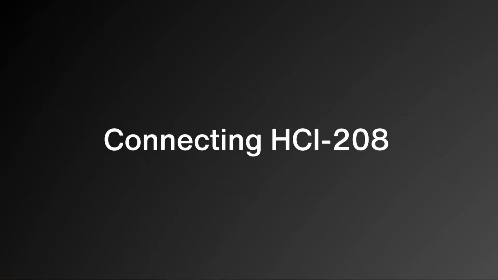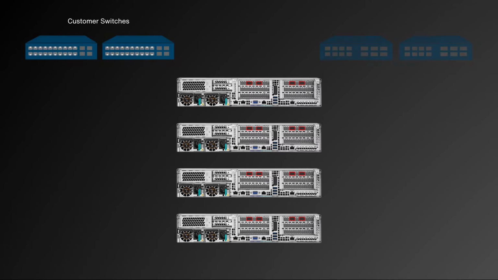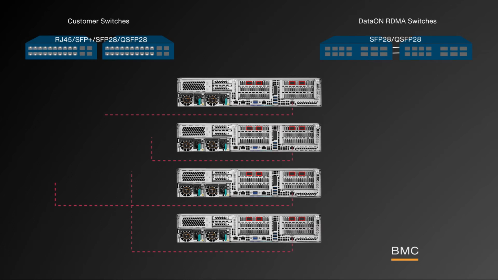Now let's take a look at the cabling for each type of port using a 4-node cluster scenario. First, we will illustrate two customer network switches and two RDMA-capable switches from DataOn running at either 25, 40, 50, or 100 gigabits. For simplicity, we will assume the customer switches will have RJ45 and SFP+, and optionally SFP28 or QSFP28 ports available. For the BMC, we will run Cat6 cables from the dedicated BMC port to the switches.